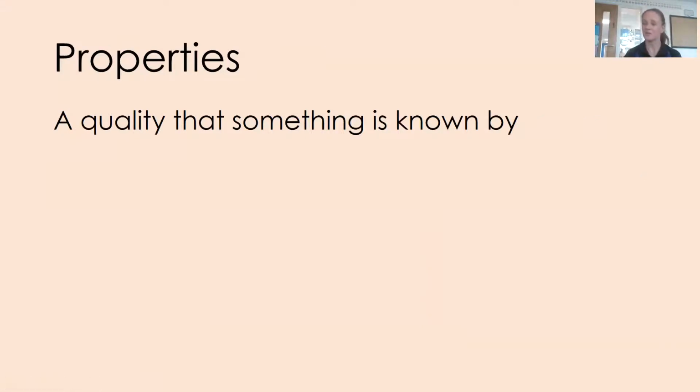Now, properties. I don't have a picture for this because the word properties can mean certain things. It can mean properties like a property house, but in this context, the word properties means the qualities that something is known by. So the properties of this pen, for example, is that it is a purple pen. It has a lid on it. So if I had to ask you, can you go and get me the purple pen with the lid on it? You could come and get me this pen. So the properties would describe it, or the qualities that something is known by.